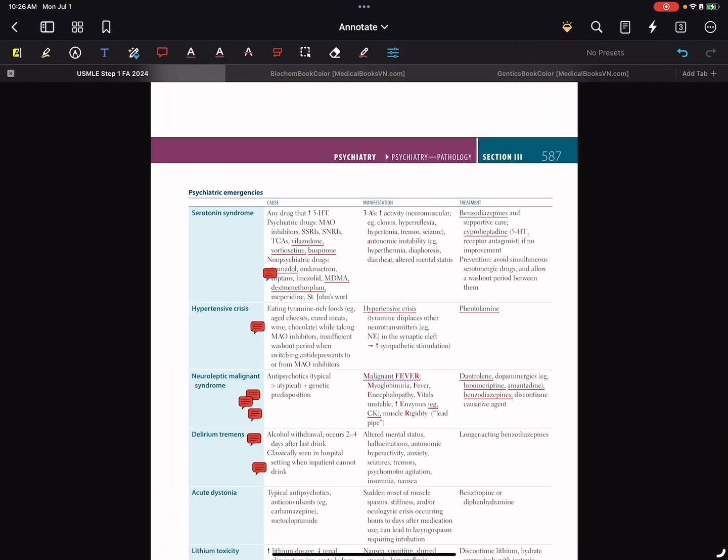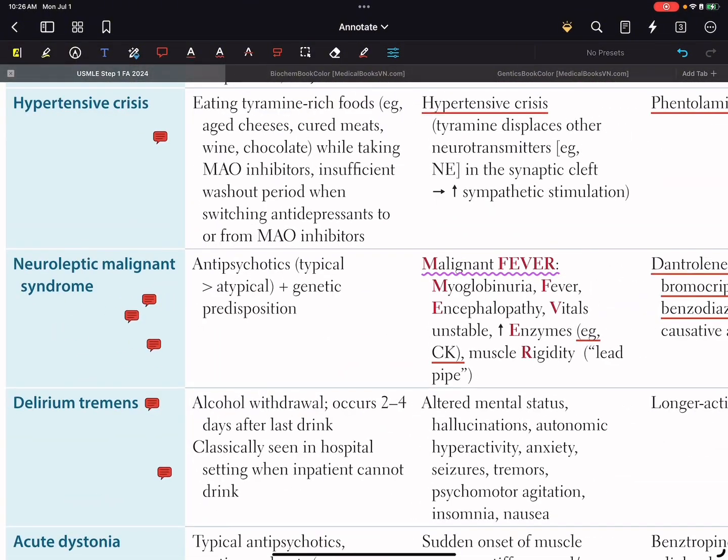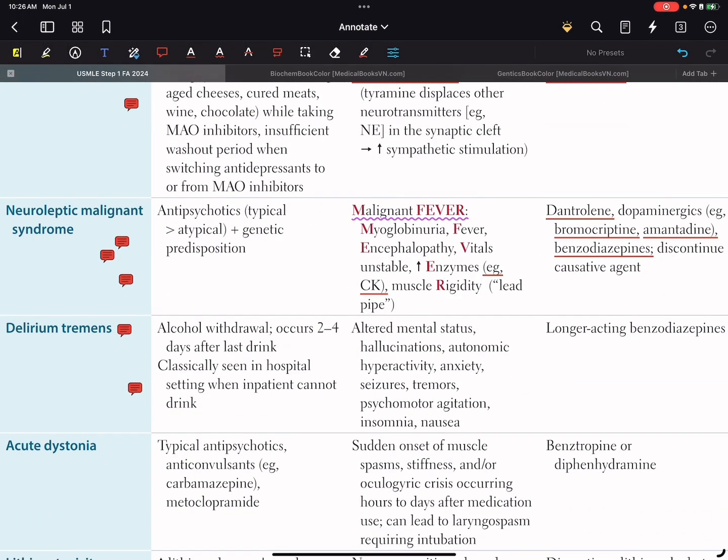Okay. For neuroleptic malignant syndrome, the classical case is a patient who was treated with a drug and developed muscle rigidity, was unable to move after being treated, and all of that. So it's neuroleptic malignant syndrome. It is related to dopamine.